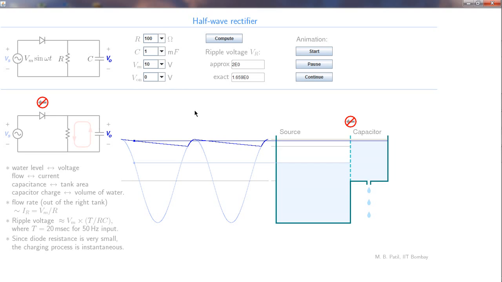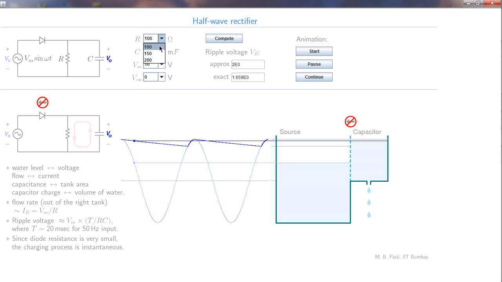What would happen then? Now, as we have seen, the resistance controls this flow out of the capacitor tank, and it's given by approximately Vm by R. So if I increase the resistance, this flow is going to decrease, and in the same amount of time, that is one period, the volume of the water that is lost from this capacitor tank will then reduce, and we have to then replenish only a smaller volume, and that corresponds to a decrease in the ripple voltage. And let us check that out.